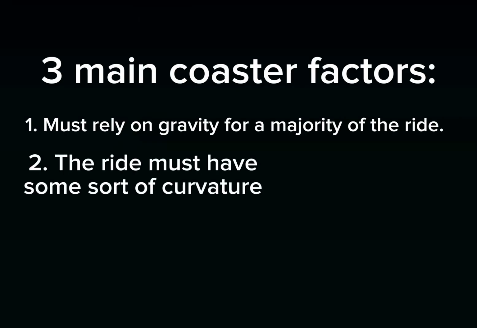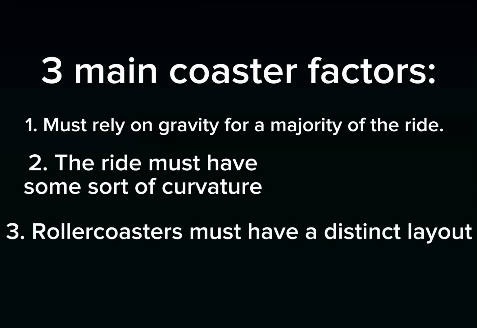Secondly, roller coasters must have curvature. This can be in the form of a drop, a loop, a helix, or something else entirely. There can be multiple or just one instance of these curvatures, and curvature elements can be easily identified on most roller coasters. And lastly, roller coasters must have a distinct track and layout.